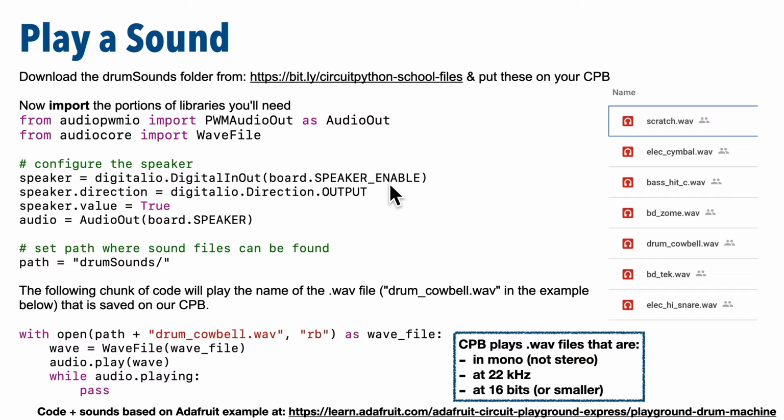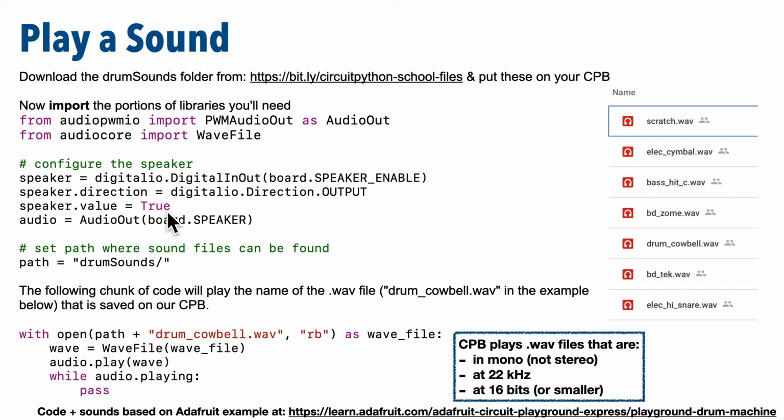Then we set the direction of speaker. Now we didn't have to do this with the buttons. The default for DigitalInOut is for anything that's set up to be an input, but since the speaker is an output device, remember we're sending a file to be played out through the speaker, we need to set up speaker.direction equal to digitalio.Direction.OUTPUT, and make sure that you have the letter case exactly as it's shown here. Now next we'll say speaker.value equals True. That'll finish the setup of the speaker.